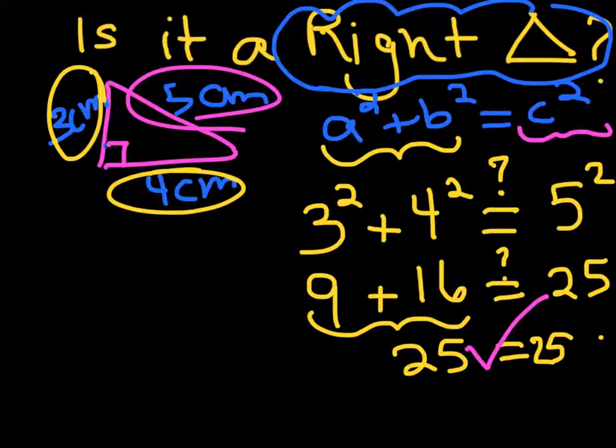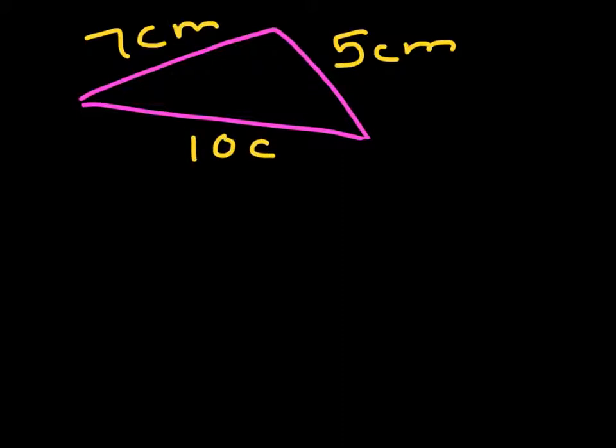So not every time it looks like a right triangle is it going to be a right triangle. So let me give you, okay, here's a triangle. It looks like it could be a right triangle up there, or a right angle up there, but I'm not sure. So let's say the sides are 5 centimeters, 7 centimeters, and 10 centimeters.